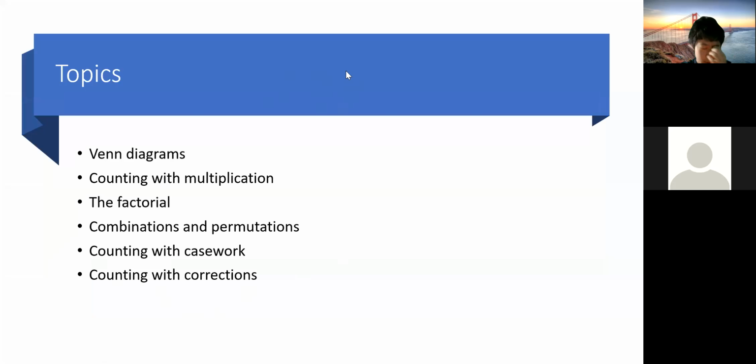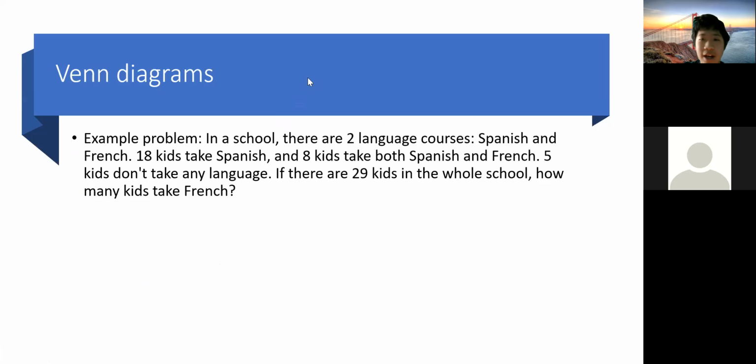So today we're going to actually cover a lot of things. We're going to start with Venn diagrams, then counting with multiplication. We'll talk about what a factorial is, combinations and permutations, counting with casework, and counting with corrections. So Venn diagrams. Sometimes when you're doing counting, Venn diagrams are a good way to organize your ideas.